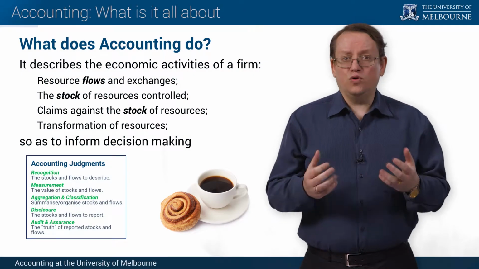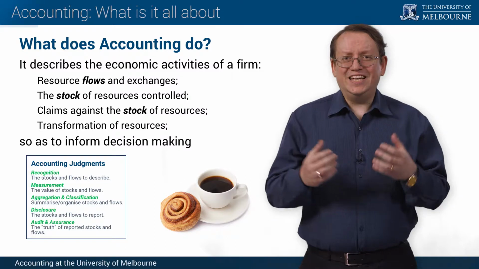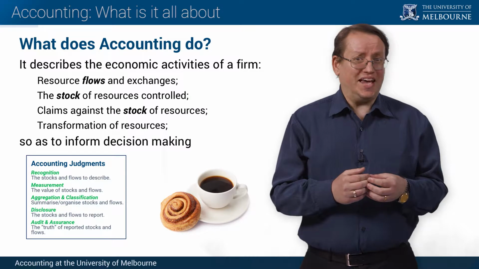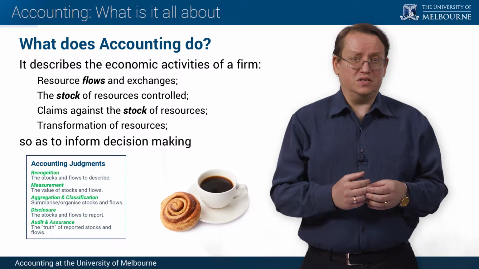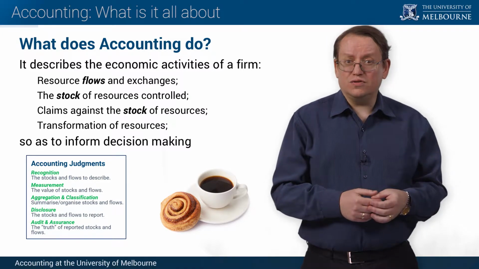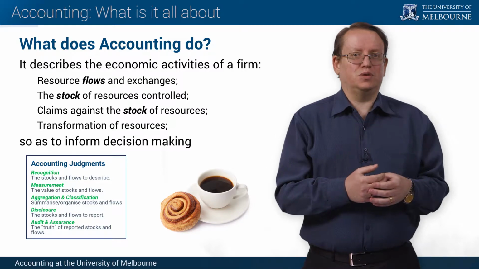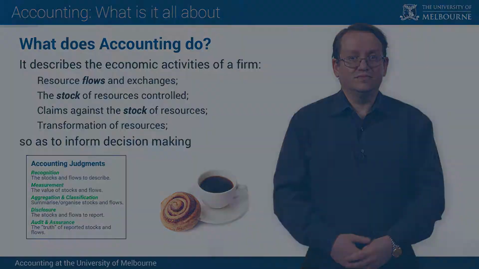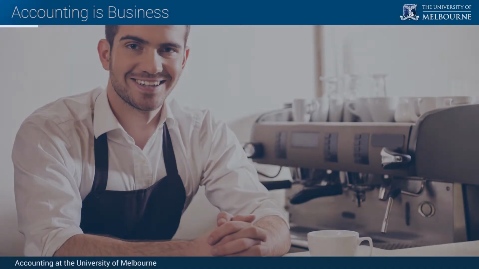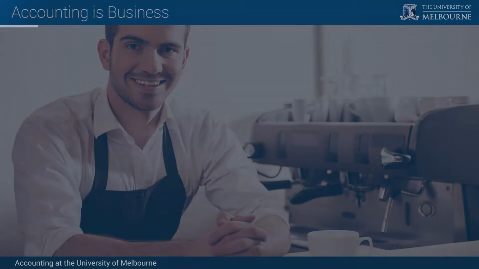Accounting exists to inform and enable decision-making. It does so by describing the economic activities of a business, the stocks and flows of the economic resources of the business. Describing these stocks and flows is where judgment comes into the practice of accounting. So let's get into that practice. This is Barry the barista, owner and operator of a local coffee shop, Barry's Barista Bar, or BBB. Let's see how accrual accounting works at BBB.